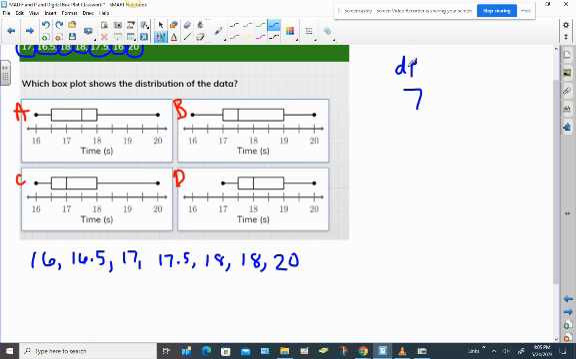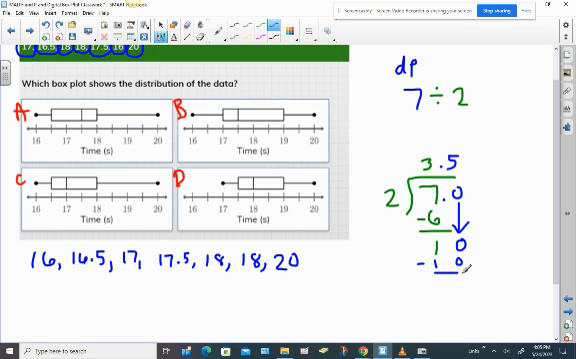You want to find the midway point by asking yourself, what is that divided by 2? What's 7 divided by 2? Wouldn't that go in 3 times, and you would get 1 left over. So if we were going to be a little more precise, we would add the decimal. We'd bring this down, and it would go in 3 and 5/10.